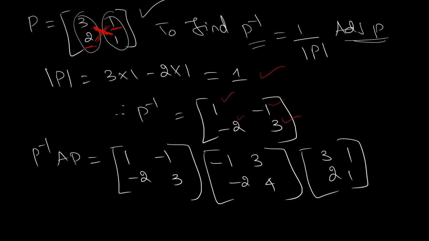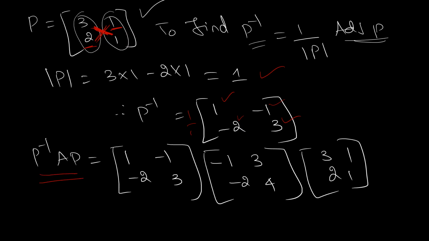So the determinant of P is 1. So 1 by 1 into, and the places change and the sign changes, I said, right, the adjoint. So 1 by 1 into 1, minus 1, minus 2, 3. So this is P inverse. Now we have to find P inverse AP. This will give you the diagonal matrix.